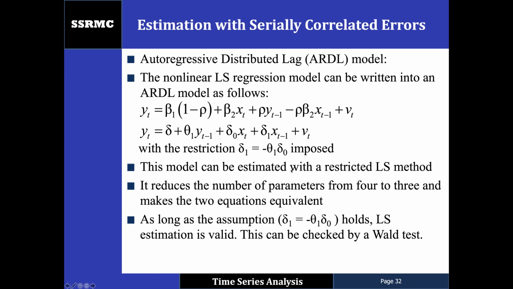So this model can be estimated with a restricted LS method, which means it's still least squares, but with a restriction, or constraint, over there. That reduced the number of parameters from 4 to 3. They are still equivalent. And as long as this restriction is valid, the LS estimation is valid. The nice thing about this approach is we have the data to check whether this restriction is valid or not. So we have a test available.